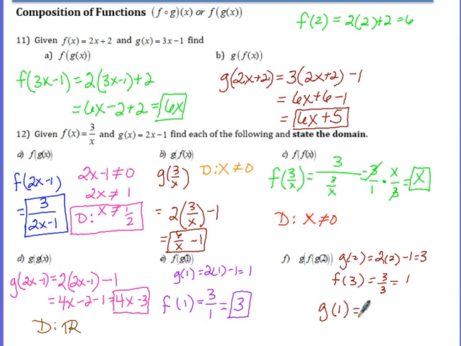g of 1 is quite simply entering 1 in for x here into the g function. So 2 times 1 minus 1, which is 1. So that is algebraic composition of functions, or analytical composition of functions. Work inside out. Take your time. If the inside of your composition is an x, you will likely have x's in your final answer. If the inside of your composition is a number, you will likely have a number as your final answer.